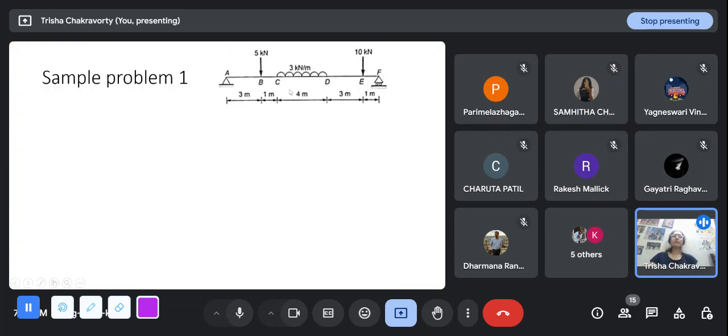Okay. So first we have to understand the problem and the various information that we have been given. We know the length, of course, and we name each point. Each special point you have to name. So here there is a support, here there is a support. Name them. Here there is a point load, here there is a point load. Name them. And there is a uniformly distributed load between C and D.